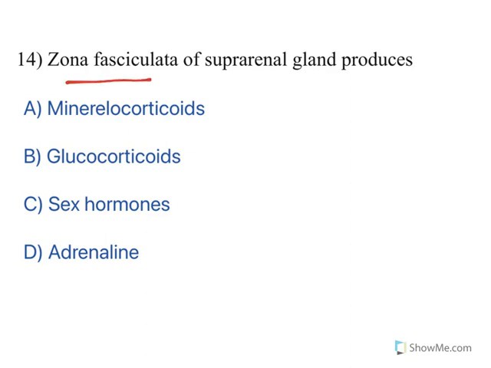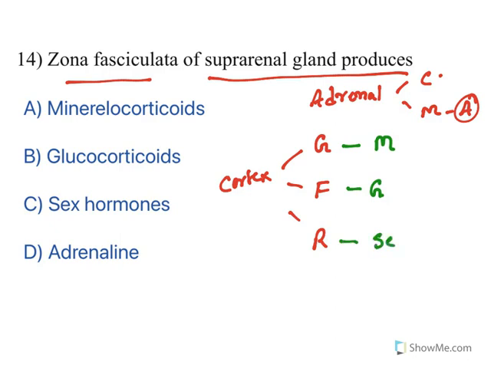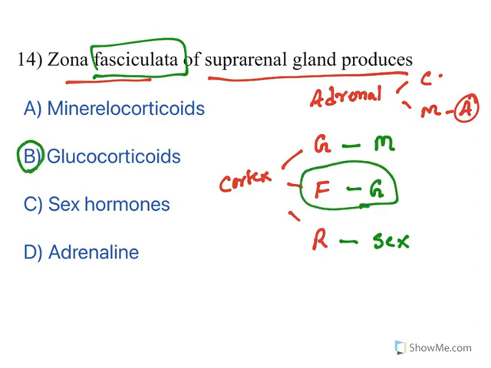Now, zona fasciculata of suprarenal gland produces. Suprarenal is nothing but adrenal gland. Now, in adrenal gland, we have cortex and medulla. From medulla, adrenaline is released. Adrenal cortex has 3 zones: zona glomerulosa, zona fasciculata, zona reticularis. Now, zona glomerulosa produces mineralocorticoids, whereas fasciculata produces glucocorticoids. Reticularis produces sex hormones. So the question is about zona fasciculata. What does it do? It releases glucocorticoids like cortisol and so on.